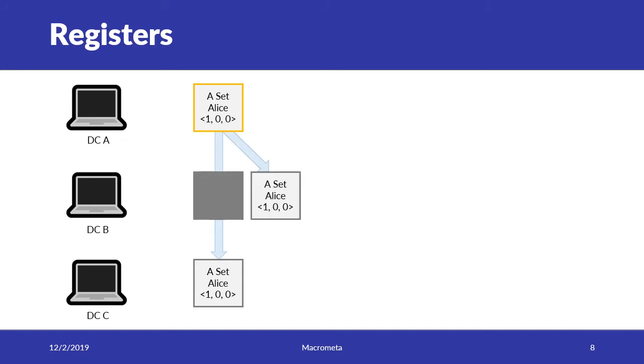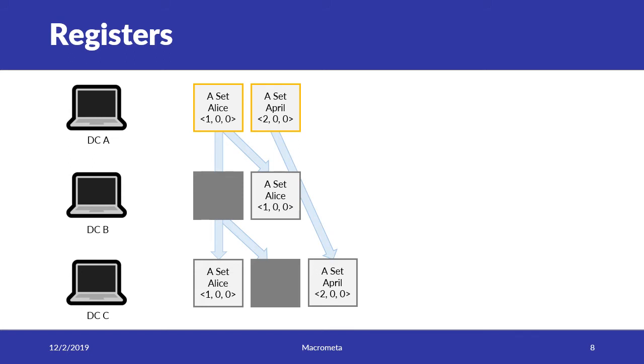So then A propagates its update to B. Similarly, we have this other update propagate, but then A performs the second update where it changes Alice to April, and then that update begins propagating. So we see that DC B is delayed by an update, but data center A has now propagated its update to C. Similarly, B propagates its update to A.